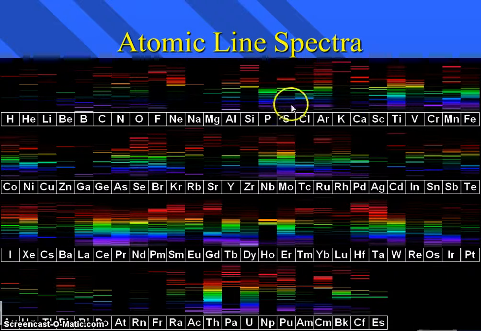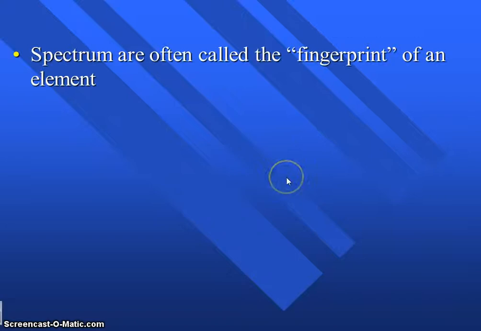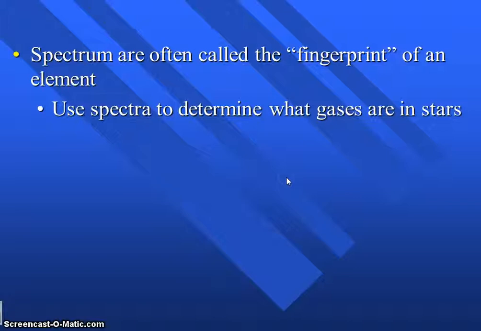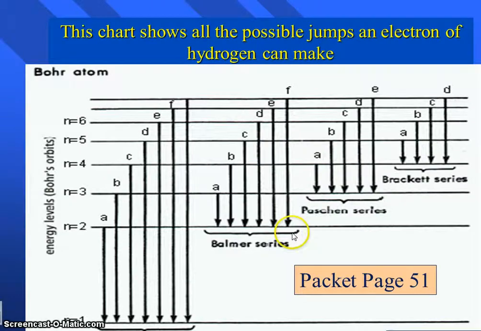In fact, here's a summary of all the different elements, and you can see everyone's got a slightly different line spectra. In fact, these line spectra are often called the fingerprints of an element. Because they're unique, we can use them to identify what elements we have. That's how we know what gases are present in stars.